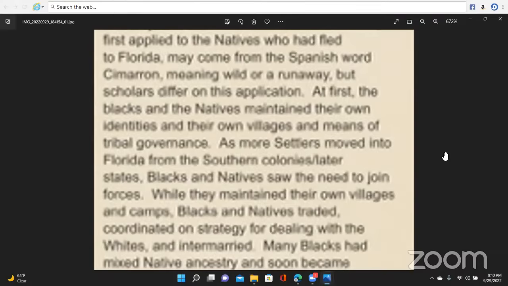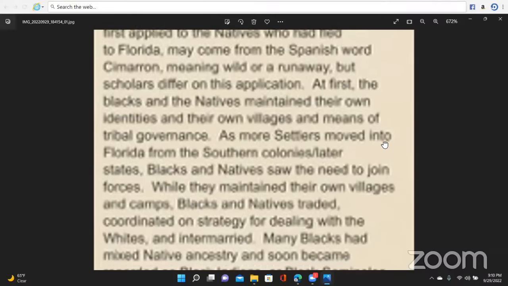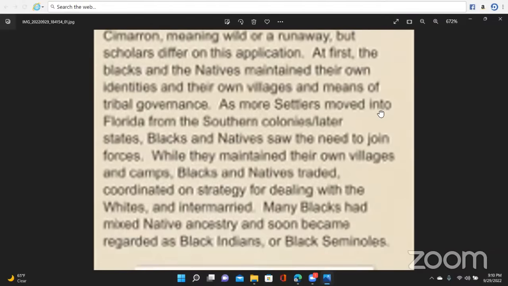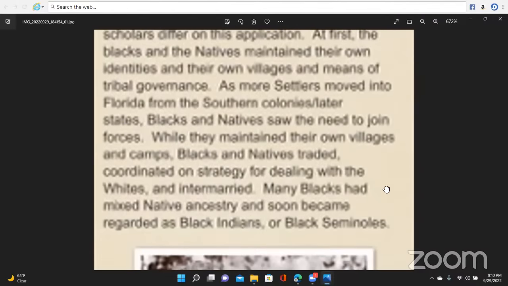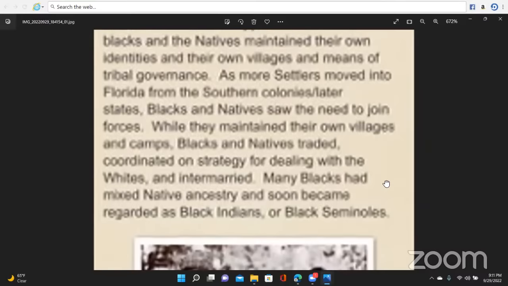Watch this. Black and Native saw the need to join forces. While they maintained their own villages and camps, Blacks and Natives traded, coordinated on strategy for dealing with the whites and intermarried. Many Blacks had mixed Native ancestry and soon became regarded as Black Indians or Black Seminoles, half-breeds, mixed blood.